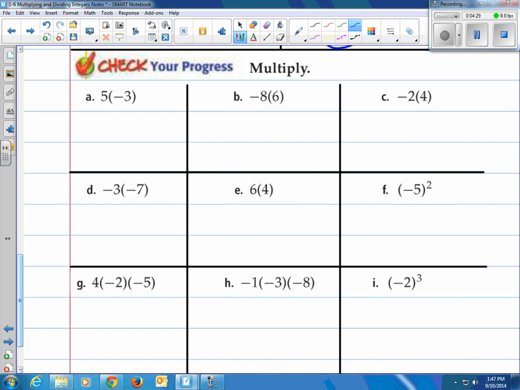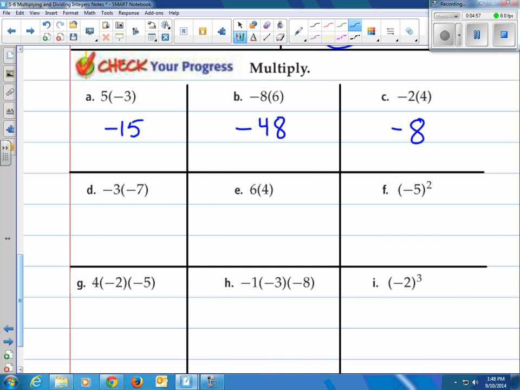Here's how you do the first one. 5 times negative 3 is going to be, well, 5 times 3 is 15, and it's going to be a negative because there's one positive and one negative. Same with B. Negative 8 times 6, that's a negative times a positive, which is negative. And then 8 times 6 is 48. C is negative 2 times 4. Again, a negative times a positive will be a negative answer. 2 times 4 is 8.